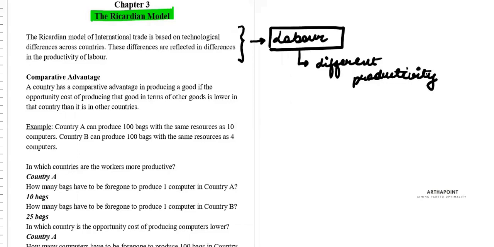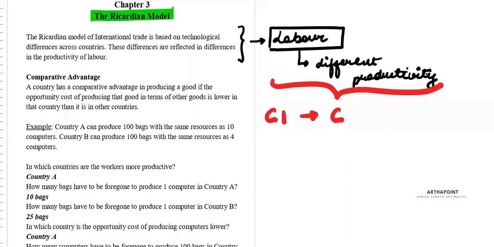in the two countries. In one country, it can be more productive. In the other country, it can be less productive. Although this labor productivity can vary across resources. So maybe in country one, labor is more productive in producing computers. In country two, labor is more productive in producing agricultural products.